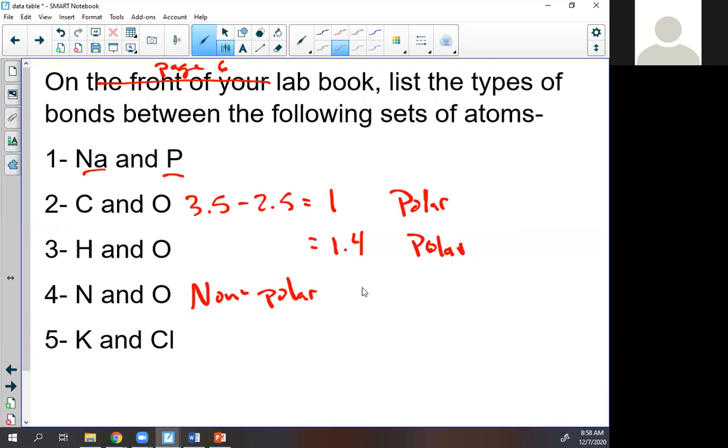We're going to learn that in the next 48 hours. It really has to do with how they share things. If they're non-polar, they share equally. If they're polar, they share, but not very well. Like there's probably at least one of your siblings that you don't share very well with. So that would be a polar type relationship. All right. K and Cl, was this the only one that was ionic?